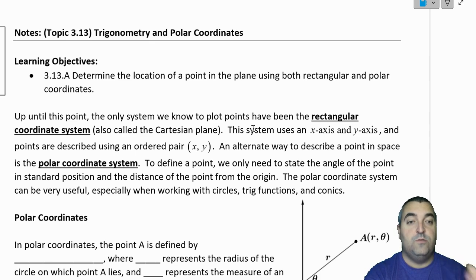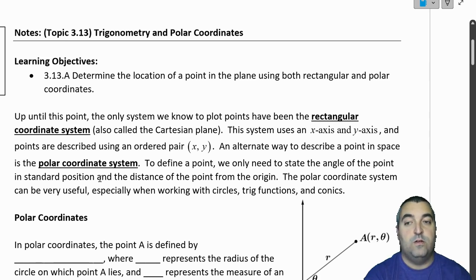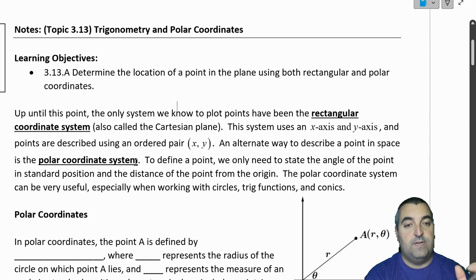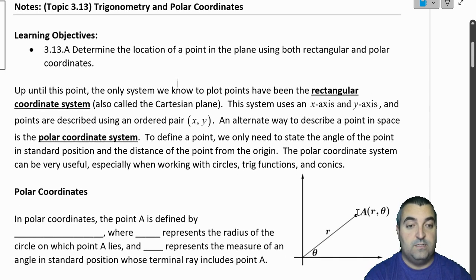We can actually use a different way of measuring coordinate points, and this other measurement system is what we call the polar coordinate system. Instead of saying horizontal and vertical distance, it uses the most direct, straight line distance from the origin, and then also the angle measured in standard position.